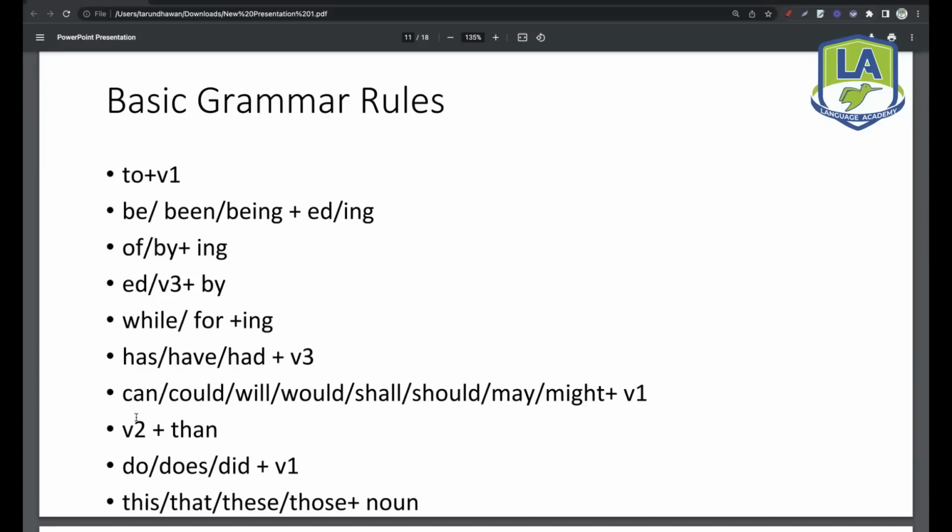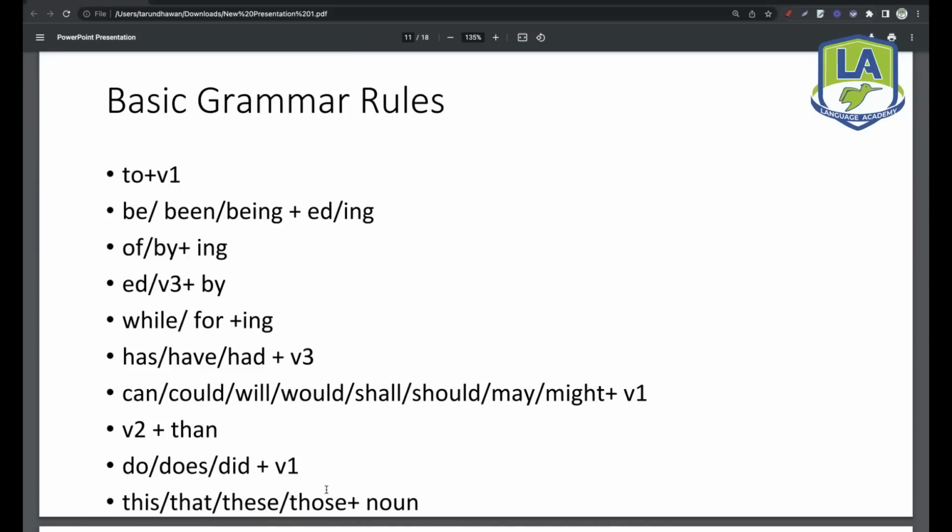So colder comes with than. This girl is more beautiful than that. So beautiful, more beautiful, most beautiful. So more beautiful is the second form. It will come with than. So always V2s come with than. Then we have do, does, and did. If you have a blank after any of these, you will be fitting the blank with first forms of verbs again.